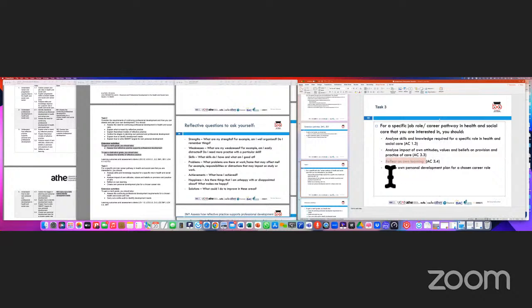Now, the last part of this task basically talks about creating your personal development plan, which is AC 4.4.